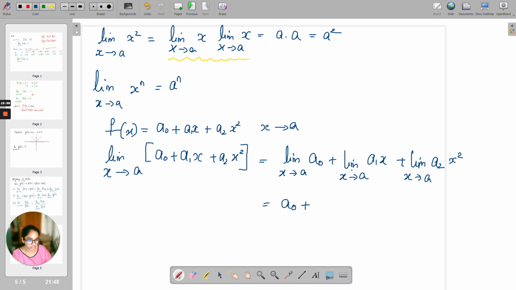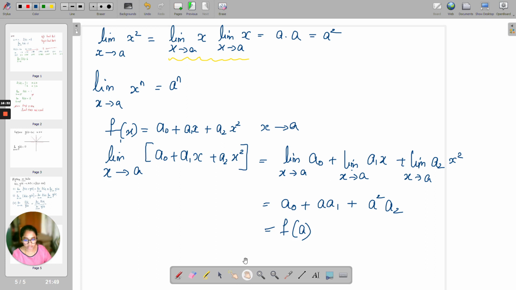Do I have an x over here? Yes, replace this x with a, so I would get a into a1. Do I have x over here? Yes, right? Replace it. You would get a square into a2. Okay. So can I write this as f of a? Yes, this was f of x. In place of x, I replaced it with a. So I have written it as f of a.